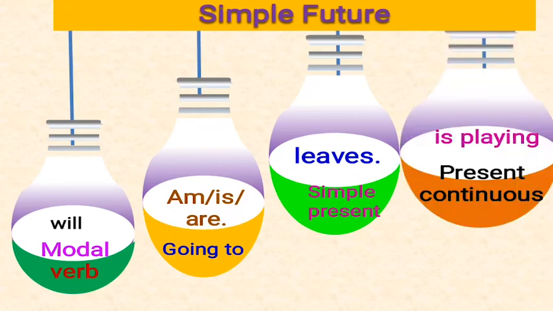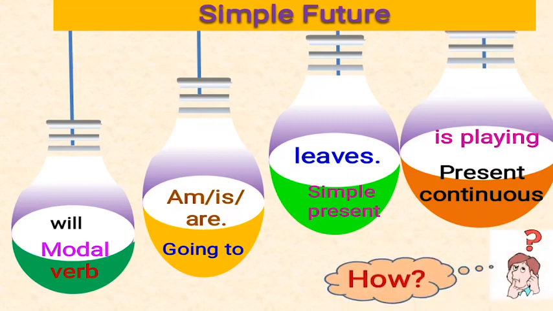is playing. Now I am curious to know how can I use the modal verb will, how do I use am, is, are and going to, how is simple present tense used to express a simple future, and how is present continuous used to express simple future. So now let's answer these questions.